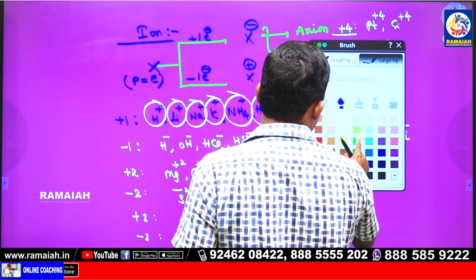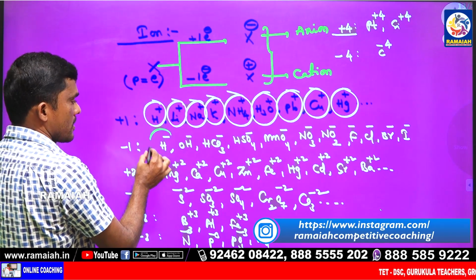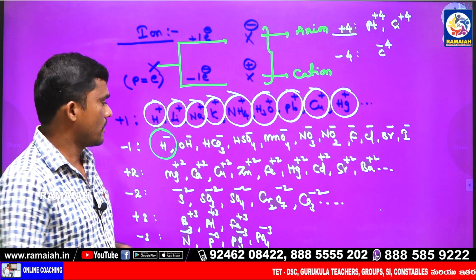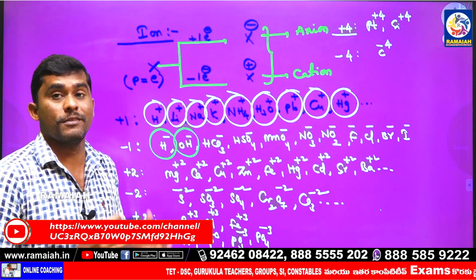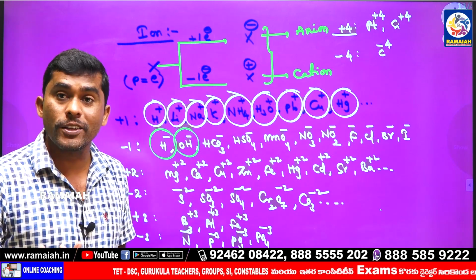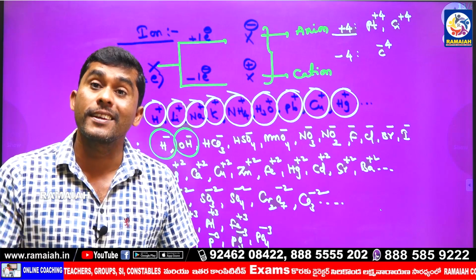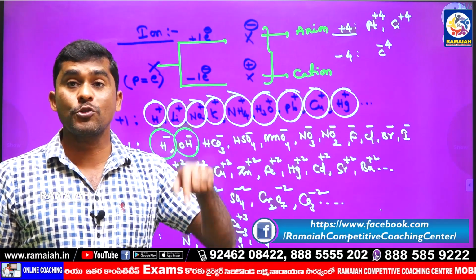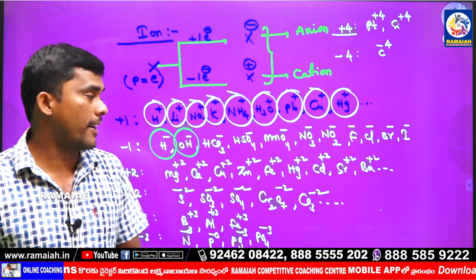Next, uninegative ions. Examples of uninegative ions, H minus is called hydride. OH minus, hydroxide. The names are also very important. What is OH minus called? Hydroxide. H minus, hydride. OH minus is called hydroxide. H minus is called hydride.